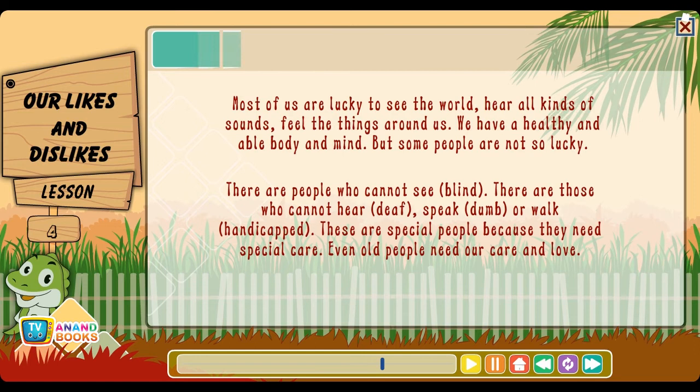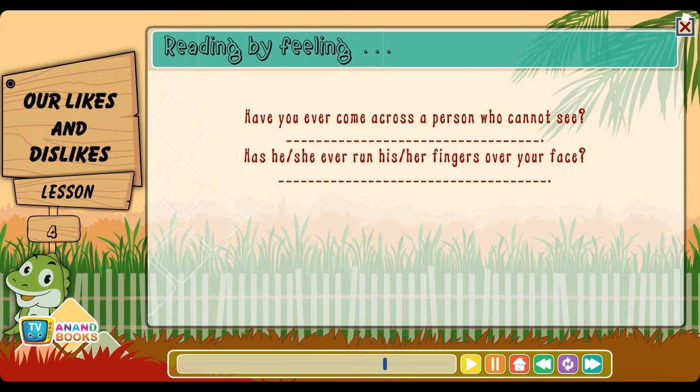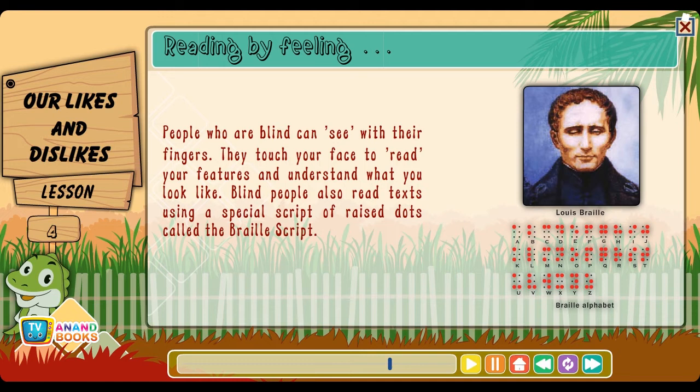Reading by feeling. Have you ever come across a person who cannot see? Has he or she ever run his or her fingers over your face? People who are blind can see with their fingers. They touch your face to read your features and understand what you look like. Blind people also read texts using a special script of raised dots called the Braille script.